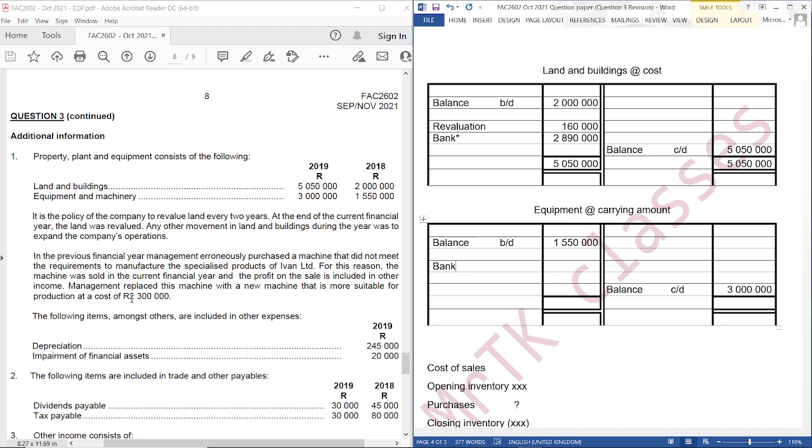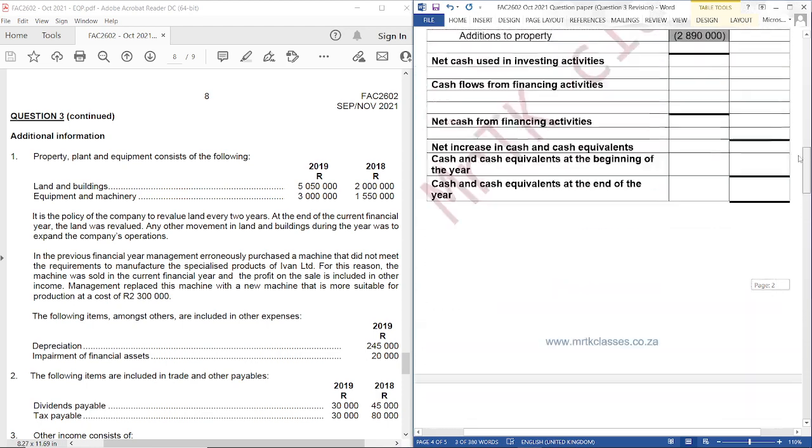Okay, 2,300,000. So we are going to take this to our statement of cash flows, right? Let us take this to our statement of cash flows.